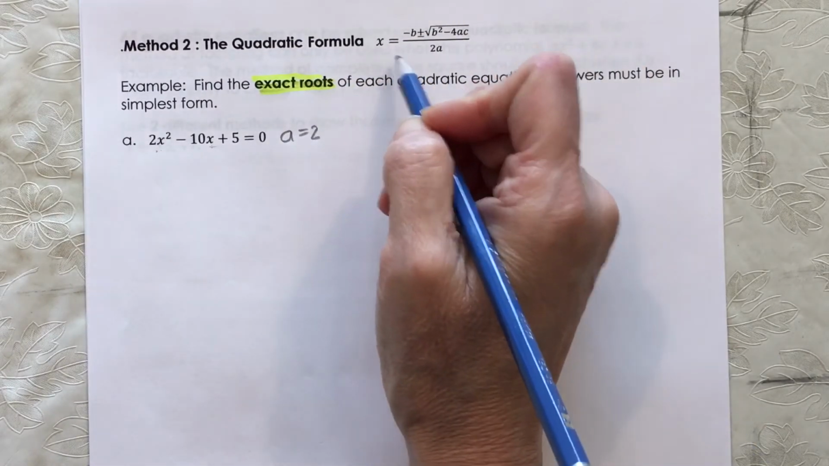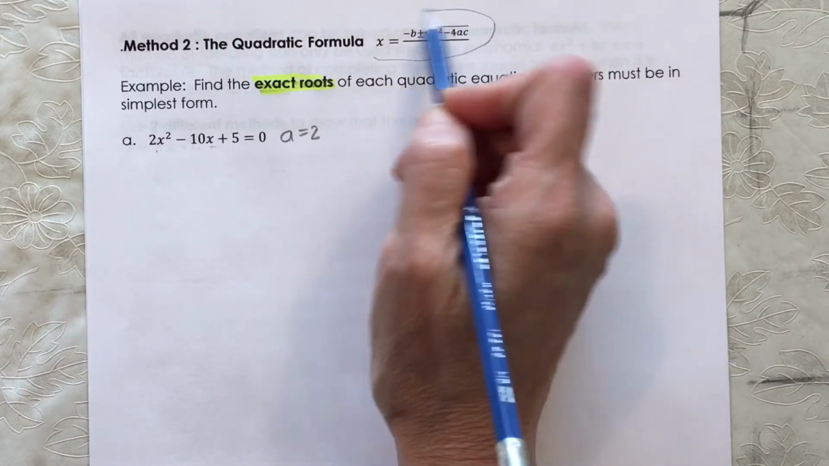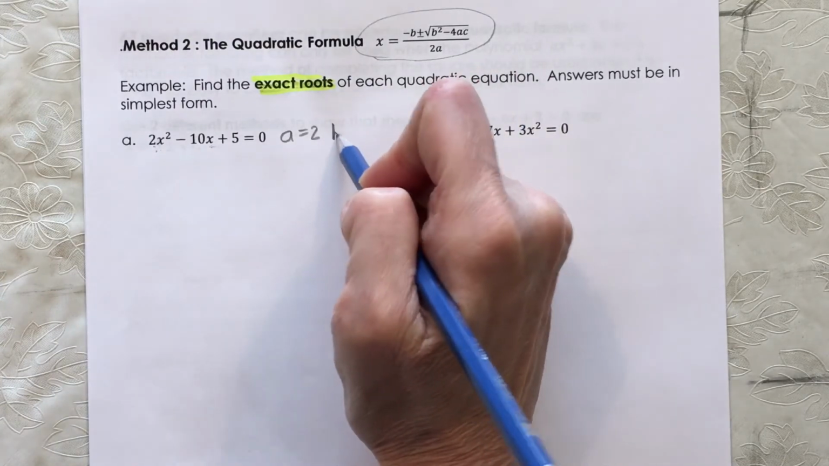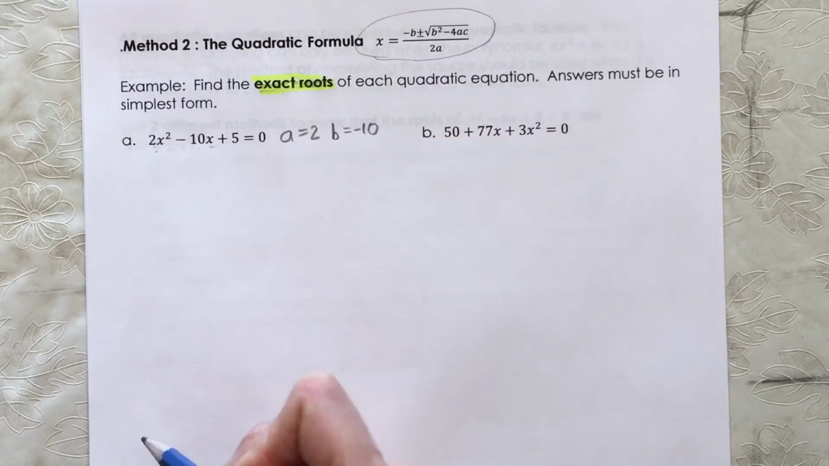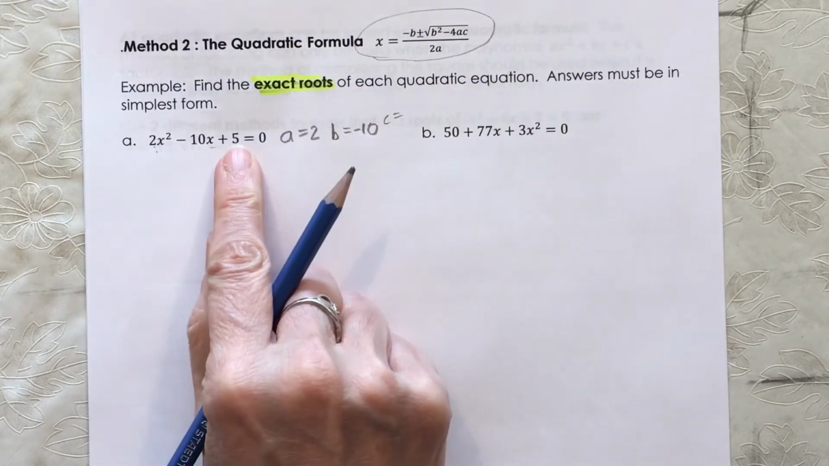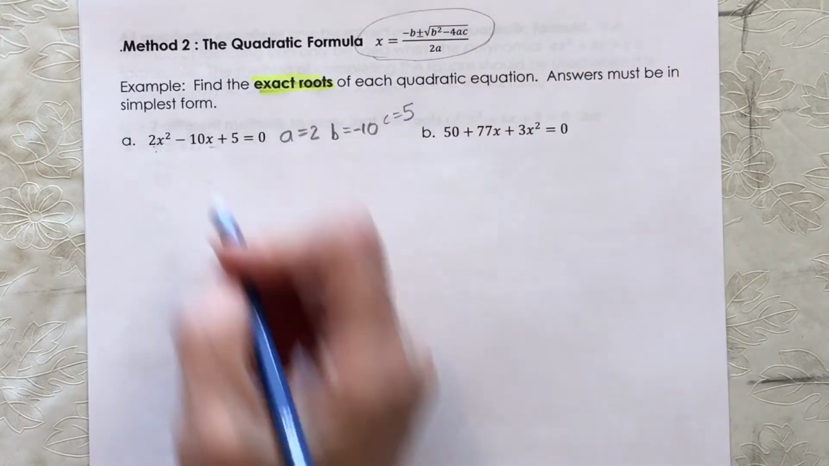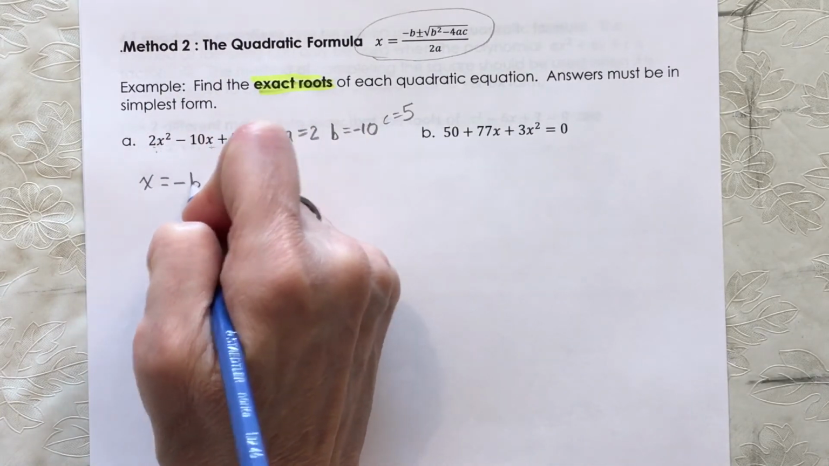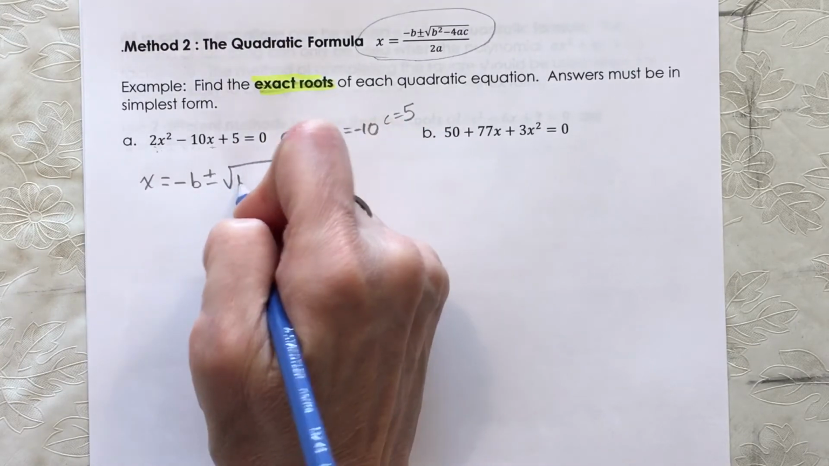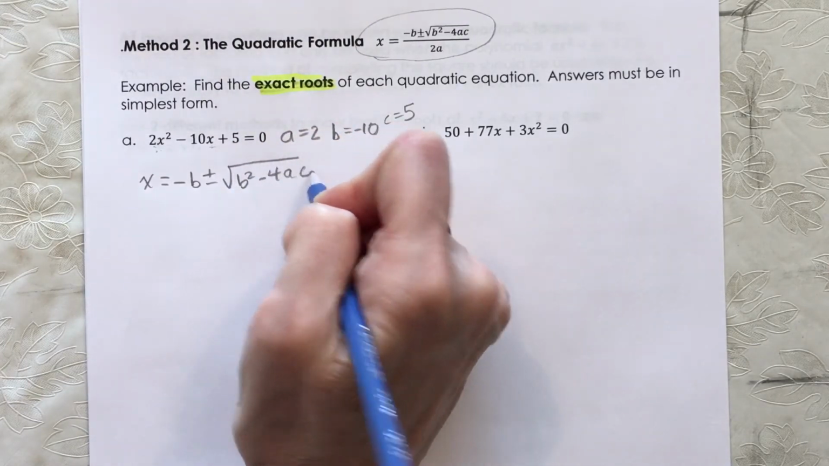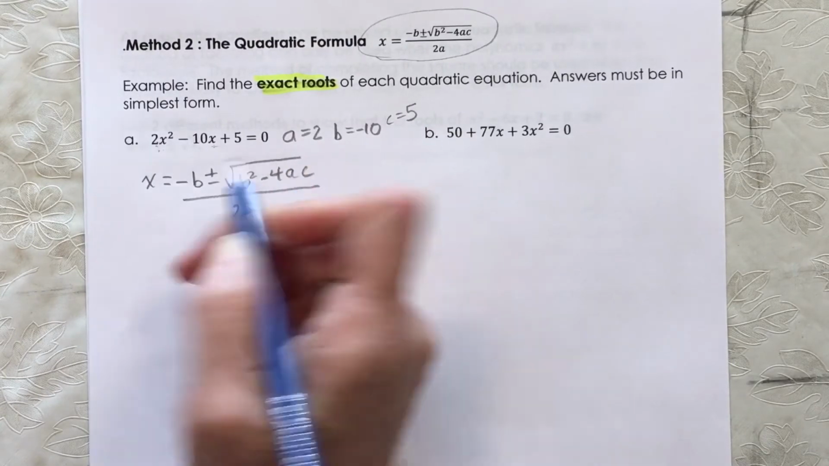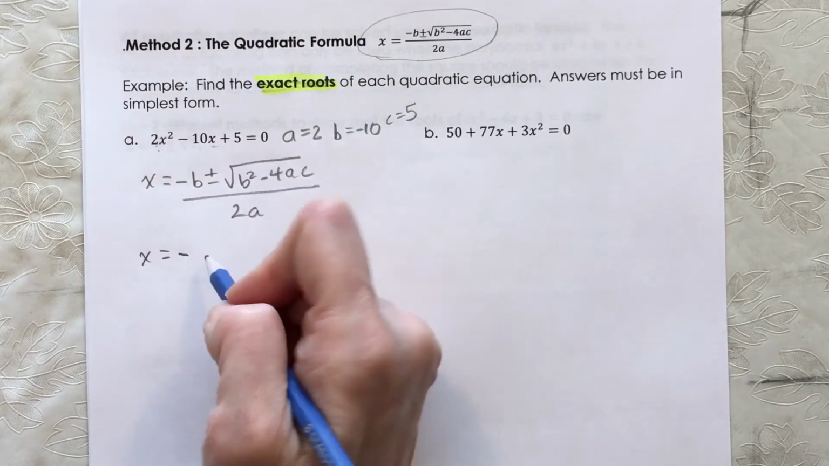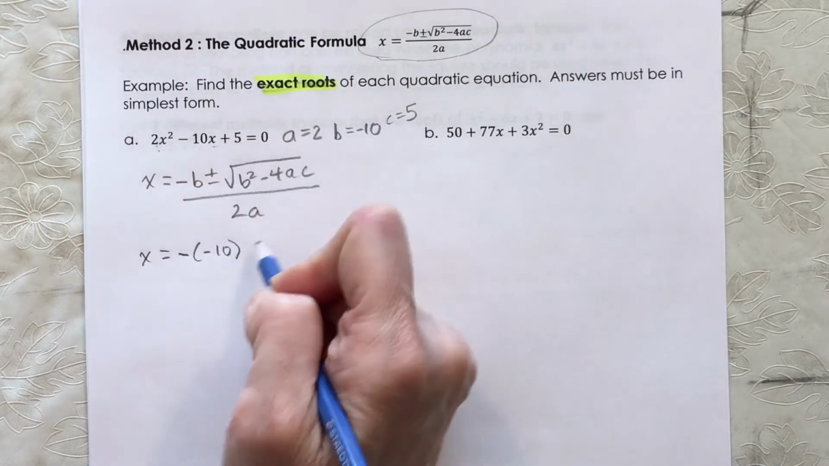So to use the quadratic formula, which I've reminded you what it is up here, we need to know that a is the coefficient in front of the x squared, b is the number in front of x, including the sign, and c is the constant, including the sign. So I'm going to write out the quadratic formula again. x equals -b plus or minus the square root of b squared minus 4ac all over 2a. Then I'm just going to substitute. So negative and then -10.